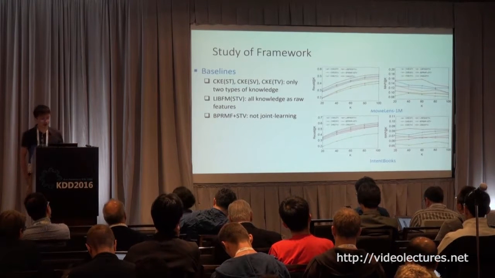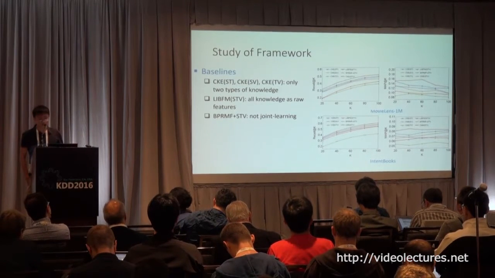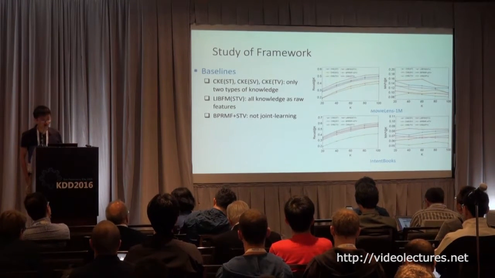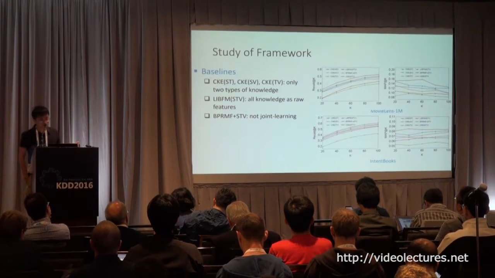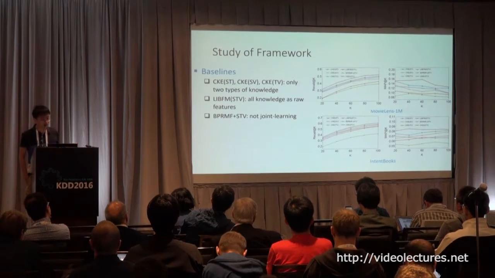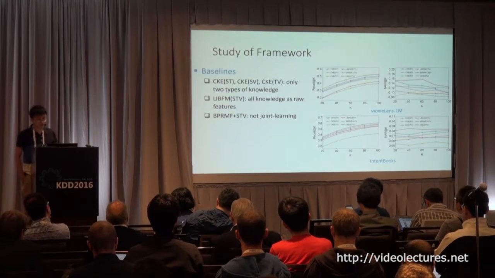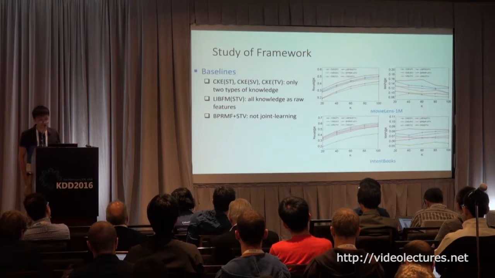Finally, we evaluate our whole framework, and we also compare with the methods such as only use two kinds of the knowledge, and factorization machine, which only use the raw features. We can see that our final framework achieves the best performance in both two data sets.